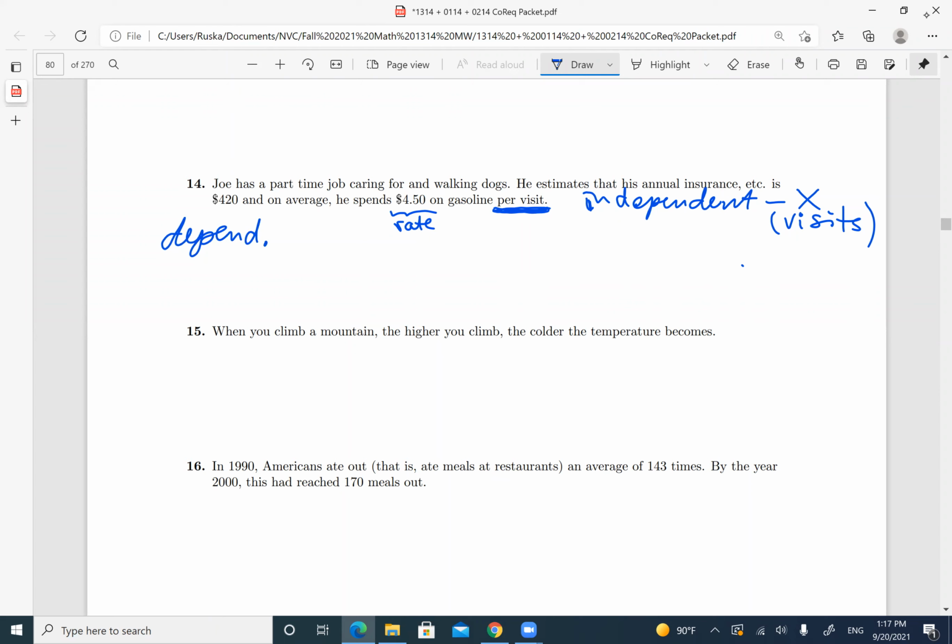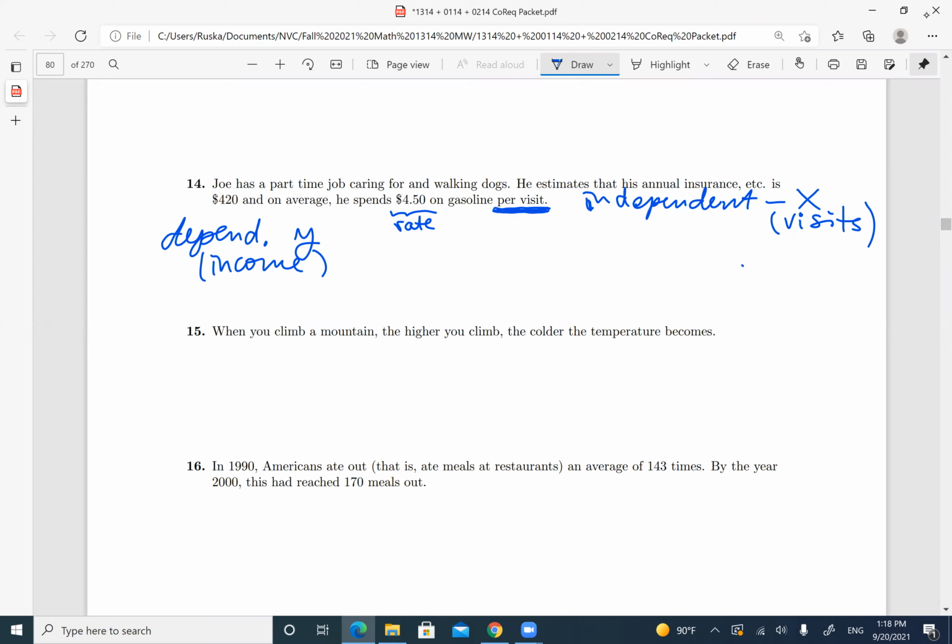The income depends on the visit, right? Everybody see that? So dependent is usually the Y. I'm going to put X and Y so it helps you out. And the dependent is the income, right?